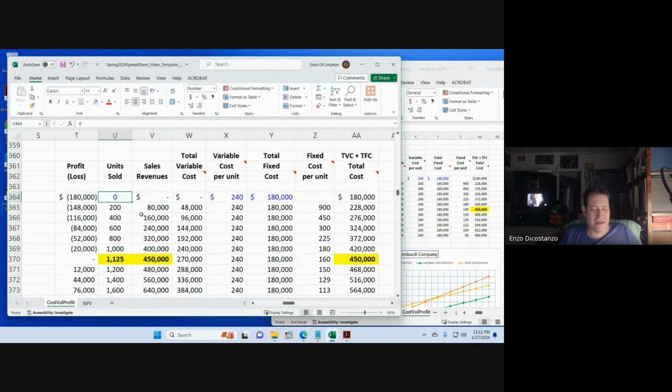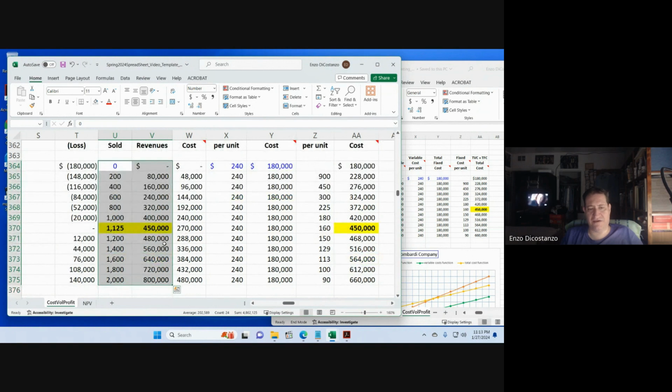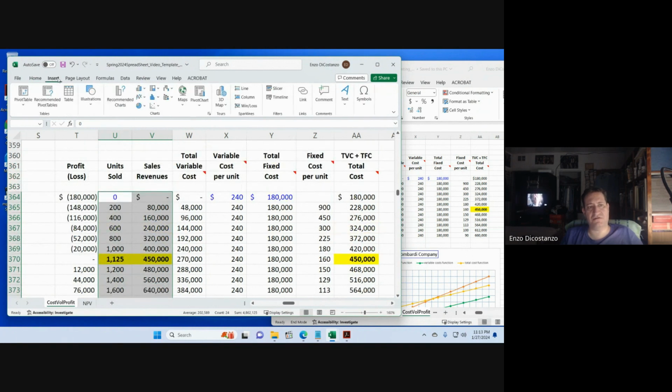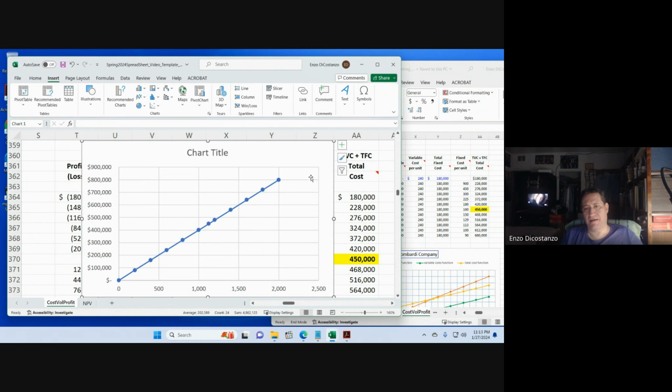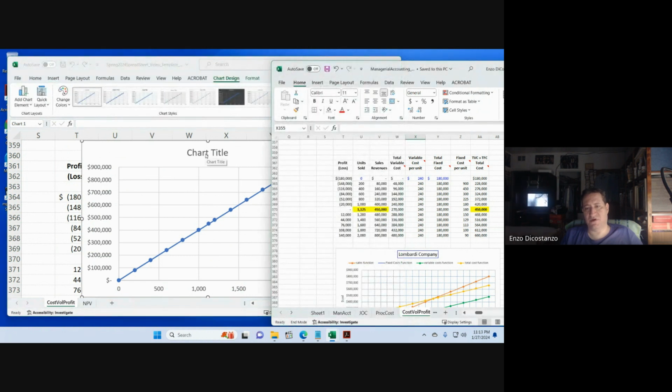Now the nice way to start this is to have an X and a Y axis. The units sold is going to be the X axis for all your columns here. So you have sales revenue that goes from 0 to 640,000, or whatever, maybe 800,000. You'll insert a chart and choose scatter with straight lines and markers like that. And this is Lombardi Company.